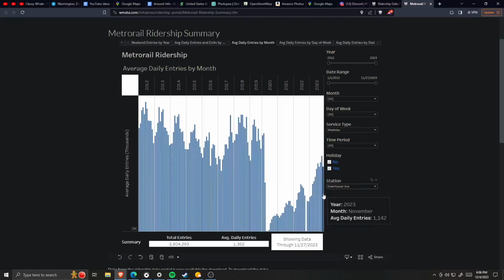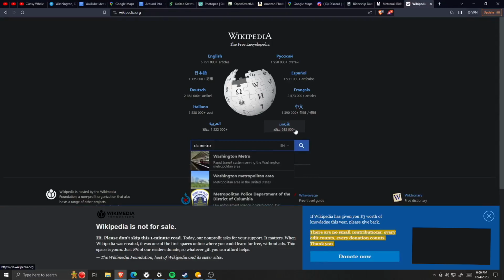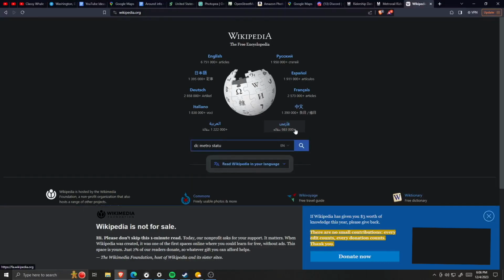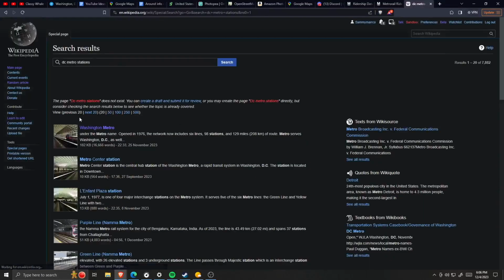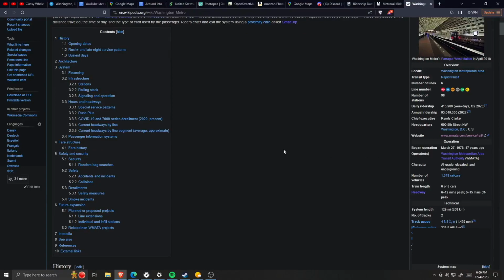But yeah, you can calculate for any station for any time period. It's pretty cool. The only thing that I wish it had was the total for stations, which would make things easier when I try to find the least used station on certain lines. Because right now I'm using the Wikipedia page, which is called DC Metro Stations or something like that. If I type it in, it'll come up, or at least I can find it on here, I hope.